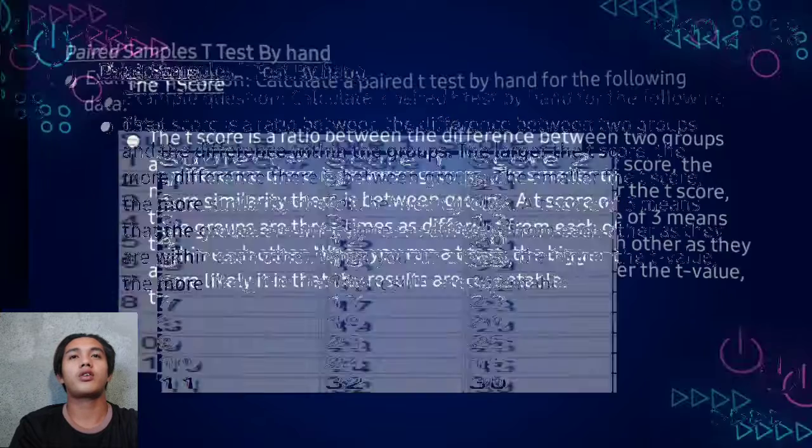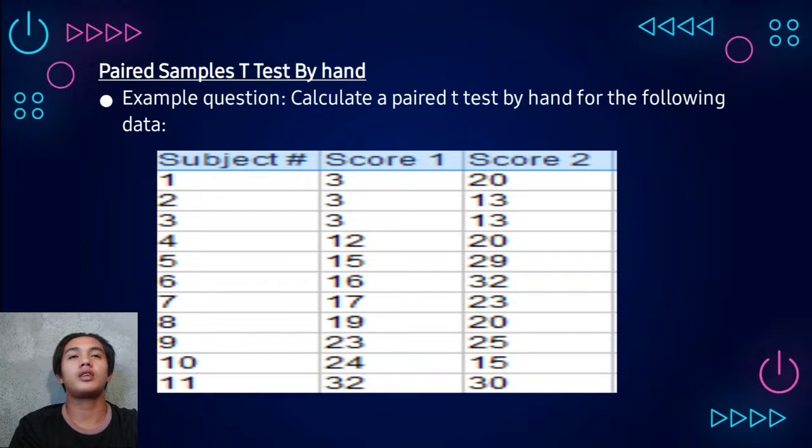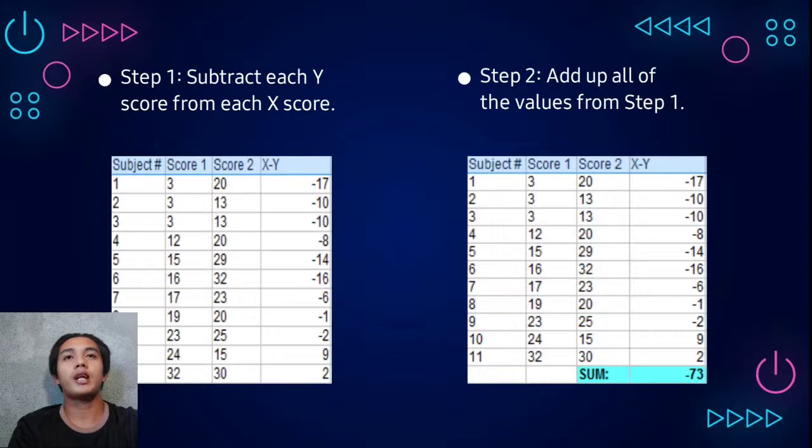So, here is the example. This one is a two-tailed test. Calculate a paired t-test by hand for the following data. Here, we have 11 respondents, and they were tested 2 times. They have score 1 and score 2. What we will do here is step 1: subtract each y score from the x score. So, this is how it will turn out.